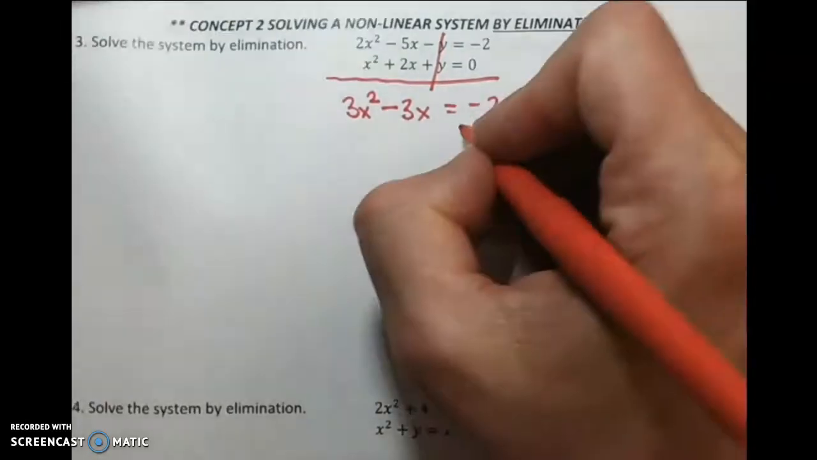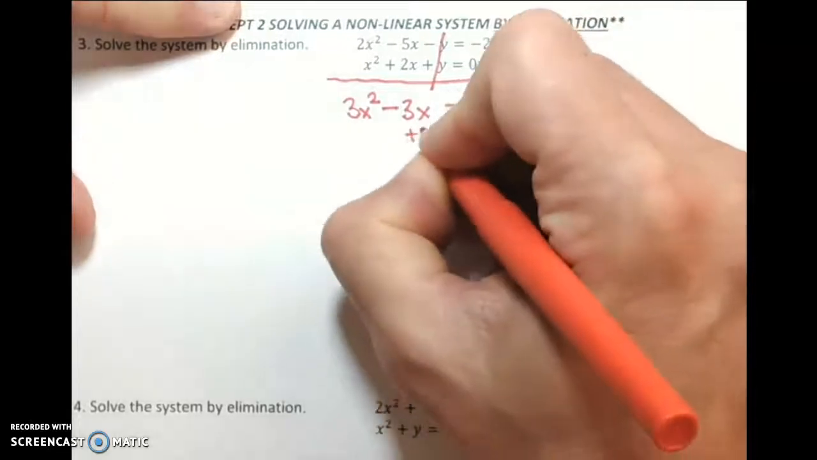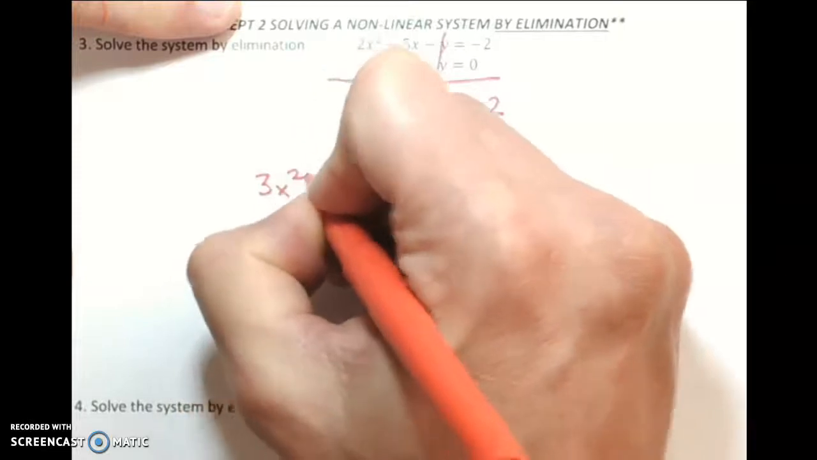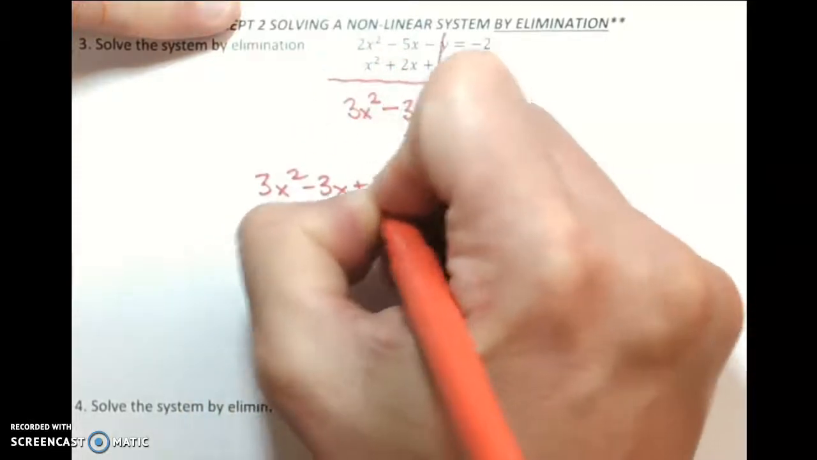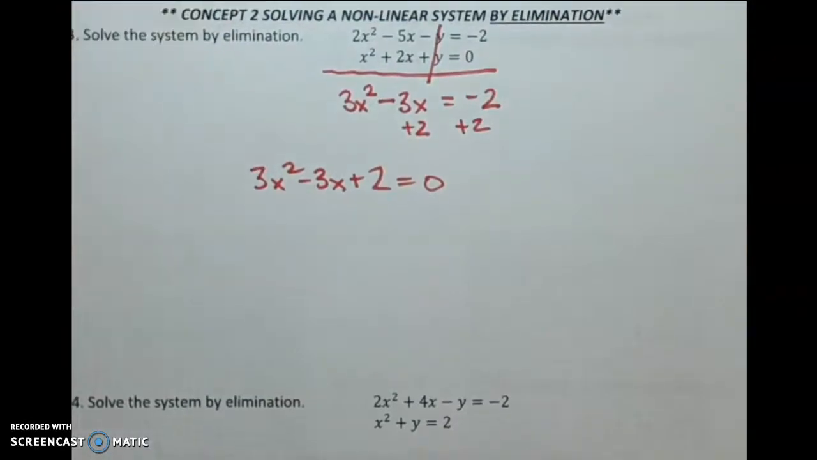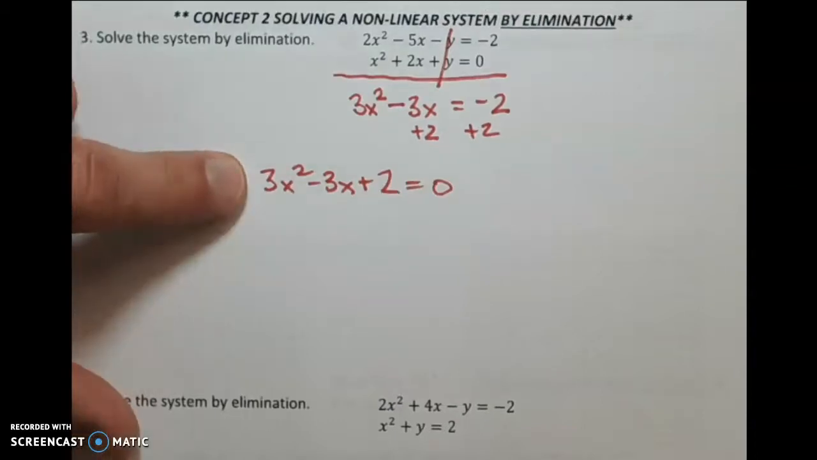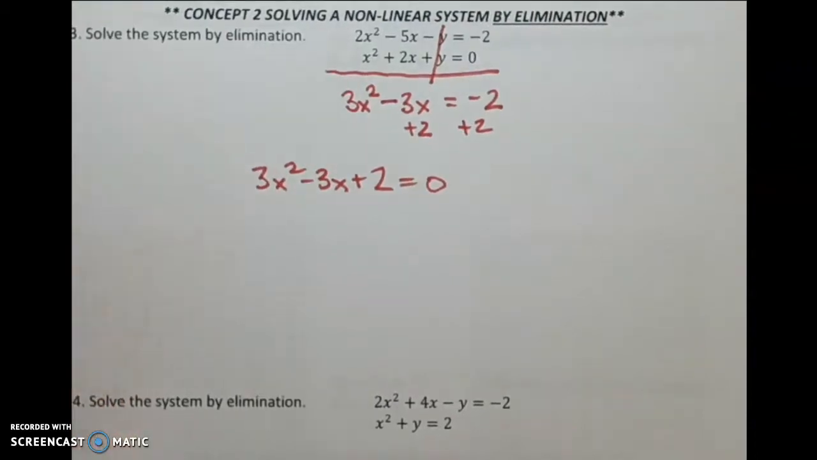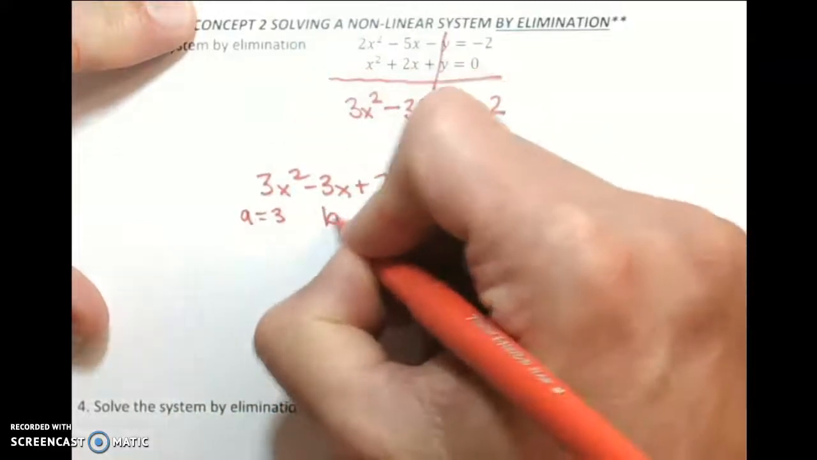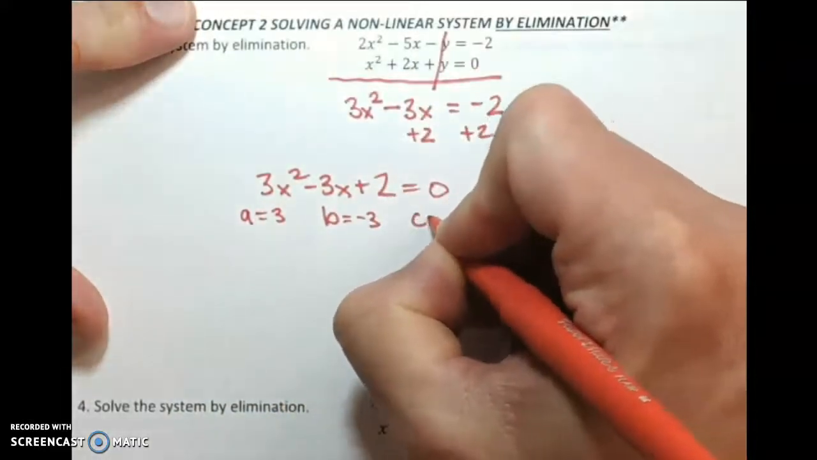And I'm going to add 2 to both sides. And I'm just going to scoot over a little bit here, but I get 3x squared minus 3x plus 2 equals 0. Alright. Can you factor this? Well, maybe, but I'm not even going to try. It doesn't look factorable to me. I'm going to go ahead and just plug it. Because it has a 3 as an a term, I'm just going to plug in my quadratic formula. So a equals 3, b equals negative 3, c equals 2.